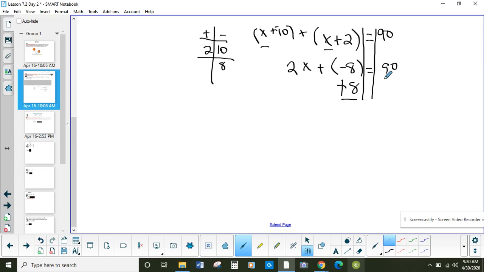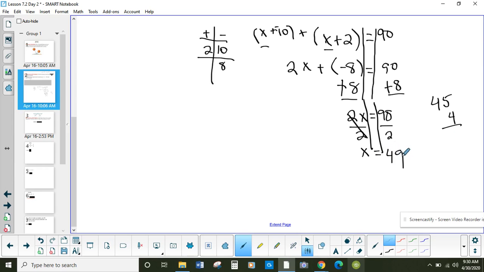Add 8 to both sides, and I get 2x equals 98. If I want to keep solving this equation, divide both sides by 2, cross those out. And what's half of 98? Well, half of 90 is 45, right? Half of 8 is 4. So if I add those together, I get 49.